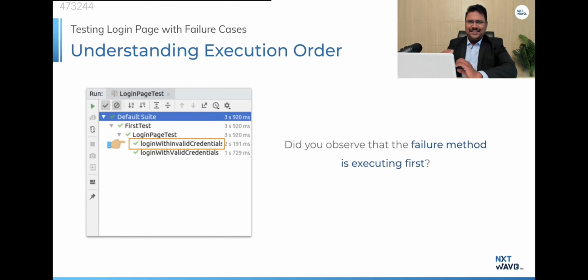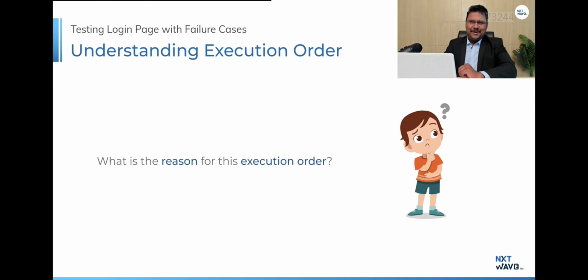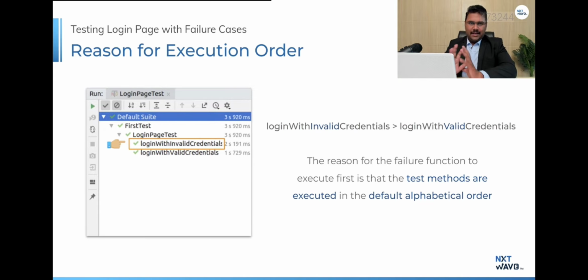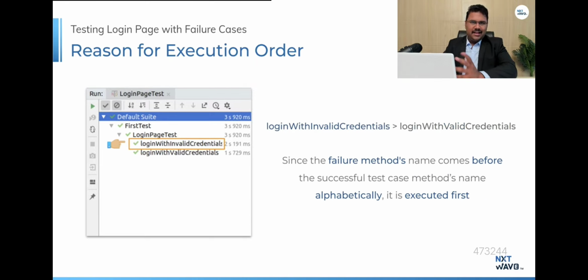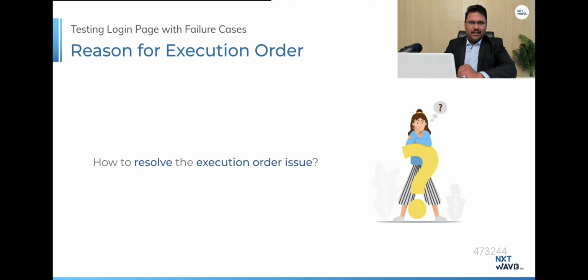Now, did you observe that the failure method is executing first, right? While running the test cases, you might have noticed that the failure function is executed before the successful test case, right? Why do you think that happened? You see, there's a thing with Selenium. The reason is that these test methods are executed in the default alphabetical order. So we have login with invalid credentials, there's an I over here, and then login with valid credentials, there's a V over here. Alphabetically, I comes before V, which is why the failure test case is executed first, right? Because the failure method name comes before the successful test case, that is how it got executed.